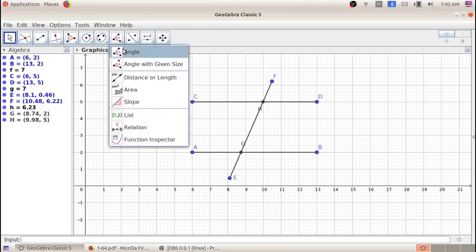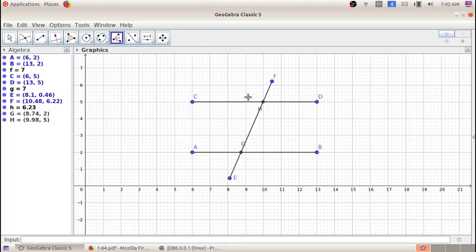First I am going to click on the angle tool, and I am going to find this angle BGH and DHF. These two are corresponding angles. Why? Because these angles are formed in matching corners. You see here, in matching or corresponding corners, right, dear students?